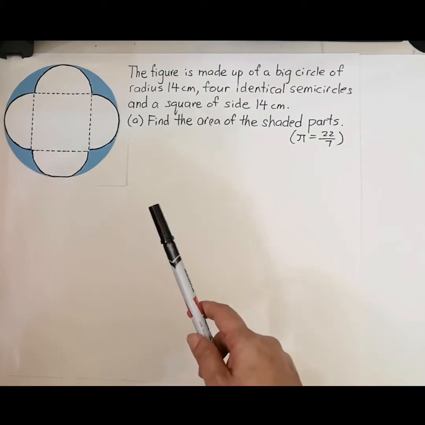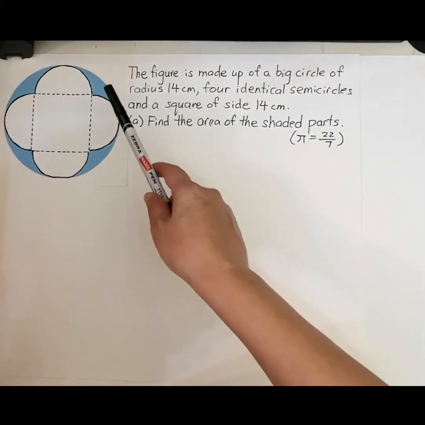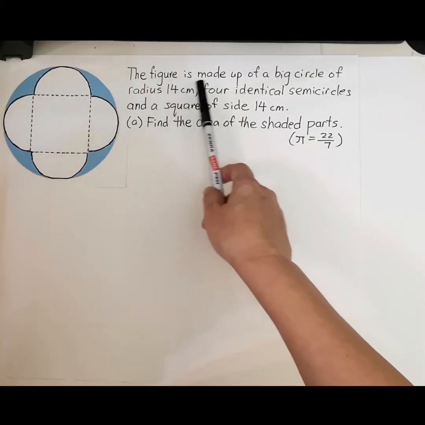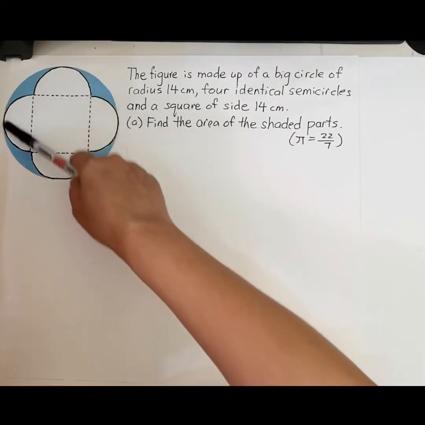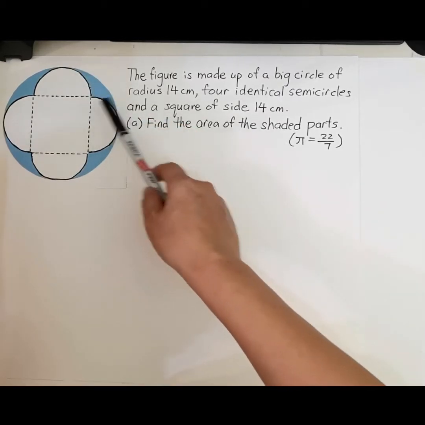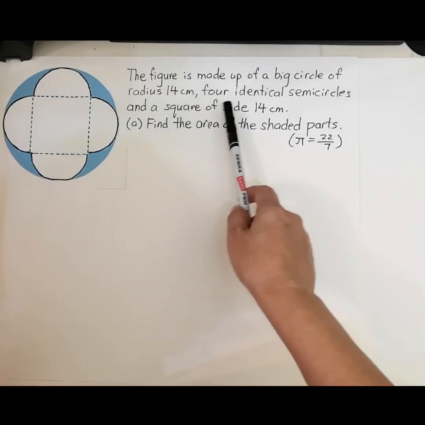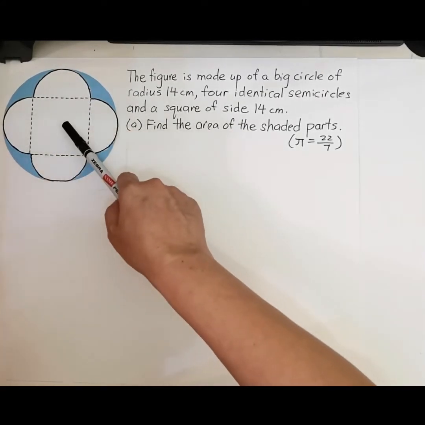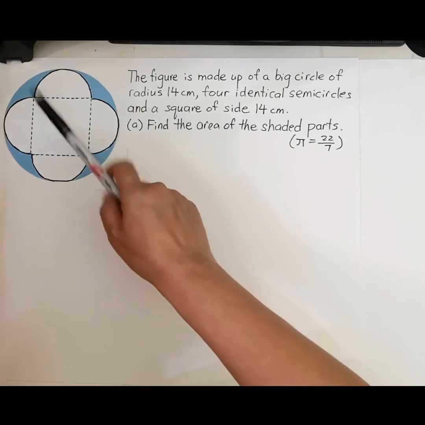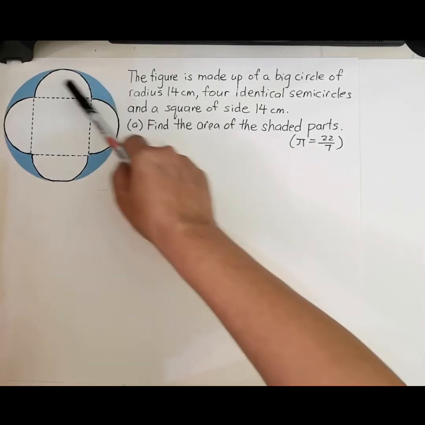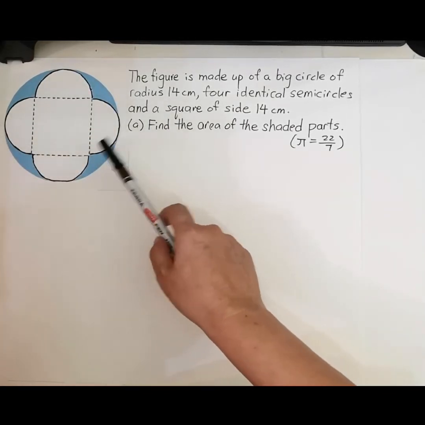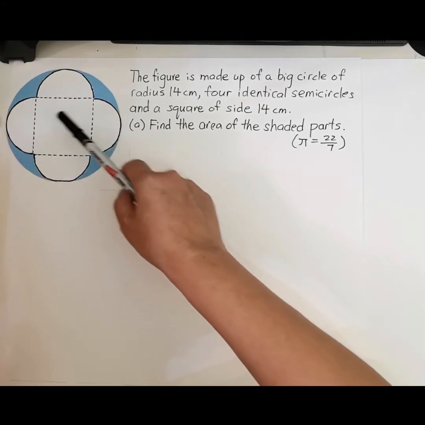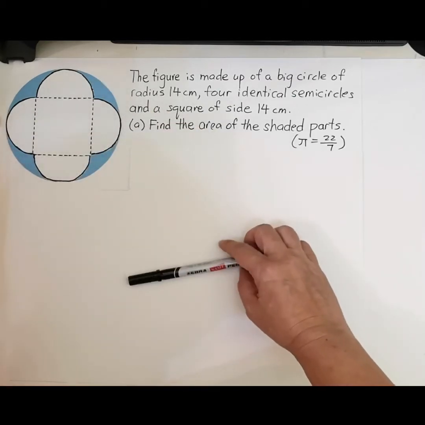In this example, we are going to look at how to find the area of the shaded parts of this figure. The figure is made up of a big circle of radius 14 centimeters, 4 identical semicircles, and a square of side 14 centimeters. So to find the area of the shaded parts, we're going to use the strategy of subtracting the unshaded parts from the big circle.